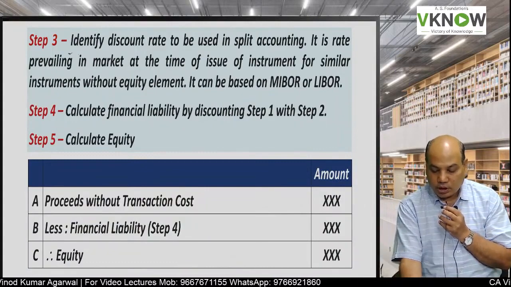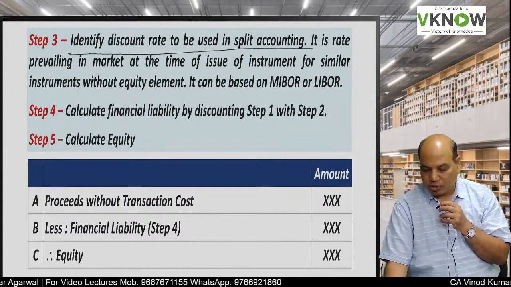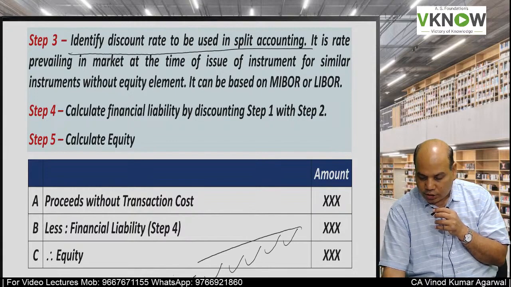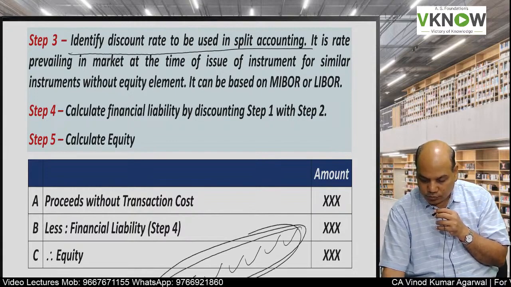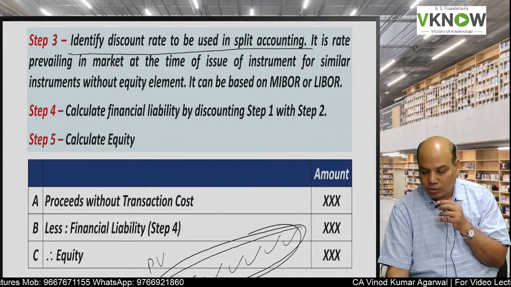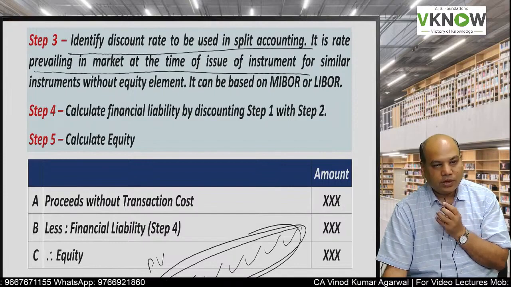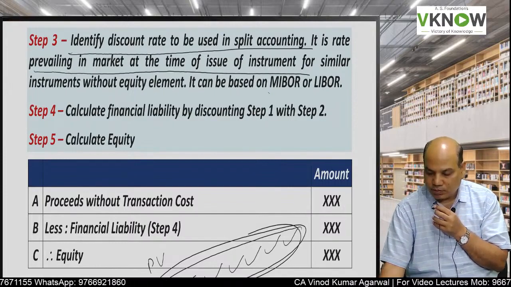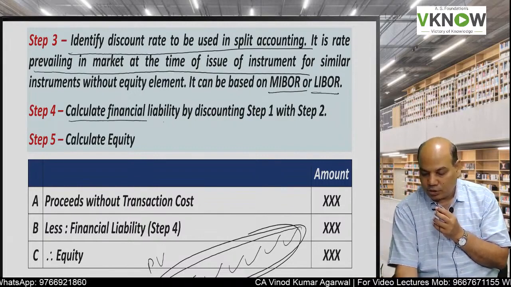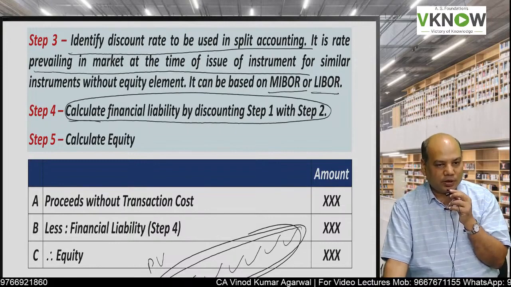Then identify the discount rate to be used in split accounting. Because the cash flows will take place in future periods, I need to find out the present value to find out the liability portion. So I will see what is the market rate for a similar instrument. That rate will be used, which can be MIBOR, LIBOR or any such rate. The present value of the future cash flow is the financial liability.